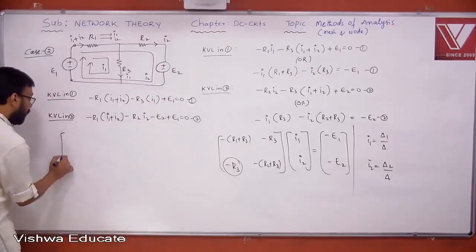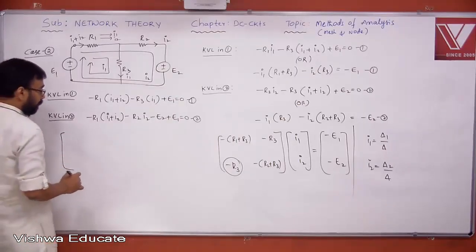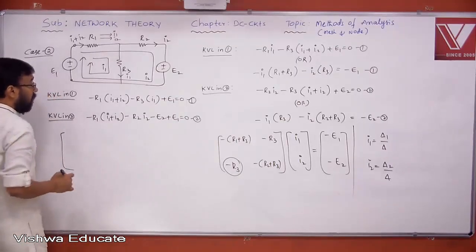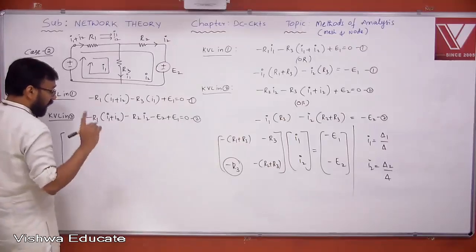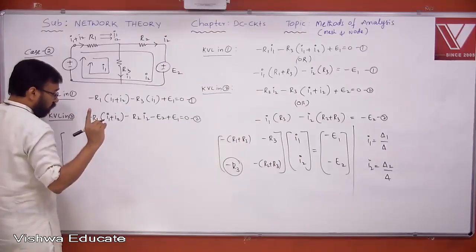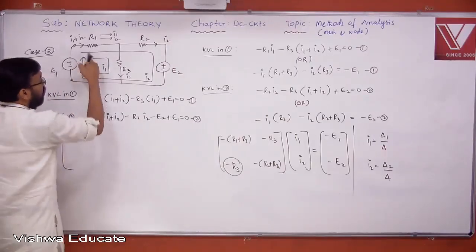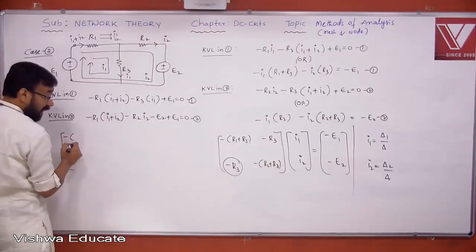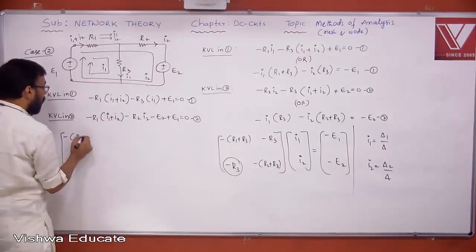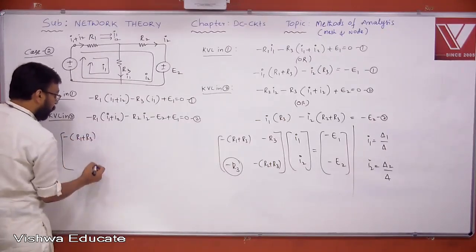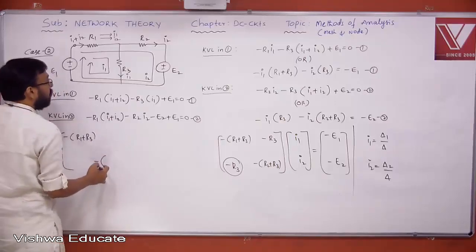Now let us write the matrix form directly by inspection. 2 by 2 matrix, right? What is the 1 1 element? The elements belonging to the first loop, resistors R1 and R3, with a negative sign. What is negative? The predefined sign. So R1 plus R3, negative.